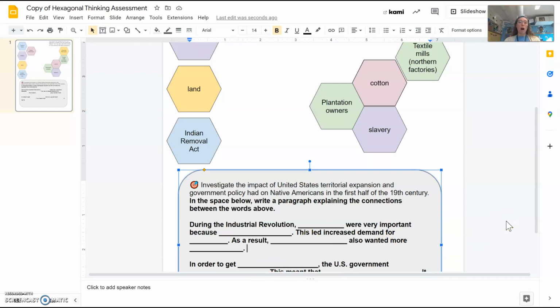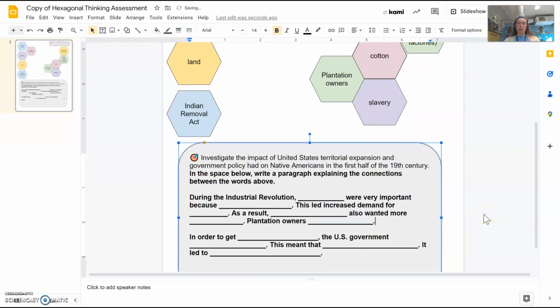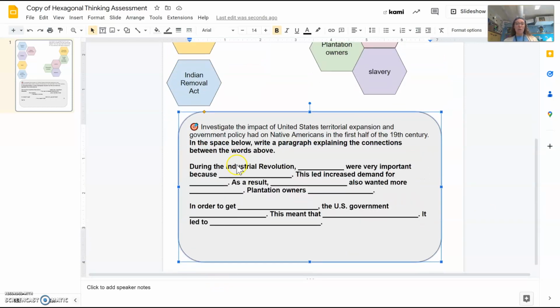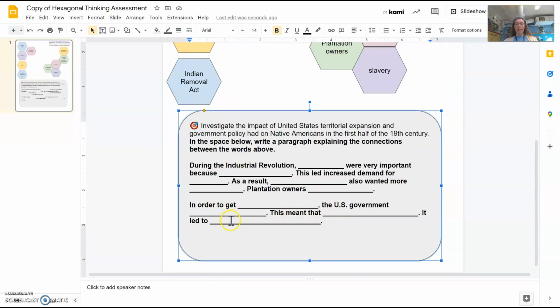Like, why did plantation owners, something more about this, what did they get out of it? Or something. Explain more about the connection. And then we're going to get to some of the things that are up here still. So I gave you some very open-ended sentence starters here. You do not have to use these, but you are welcome to use them if you want.